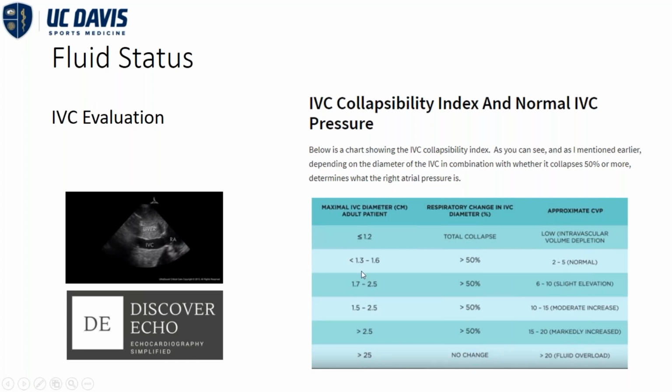Oftentimes, your normal athletes are going to be in the normal zone, where they're going to be collapsing their vena cava maybe 20%, and it's going to be about 2.5 centimeters. In the marathon setting or the endurance setting, it's really nice to take a look at that vena cava, and if it's under 2.5 centimeters and it's collapsing, then that person needs more fluid.